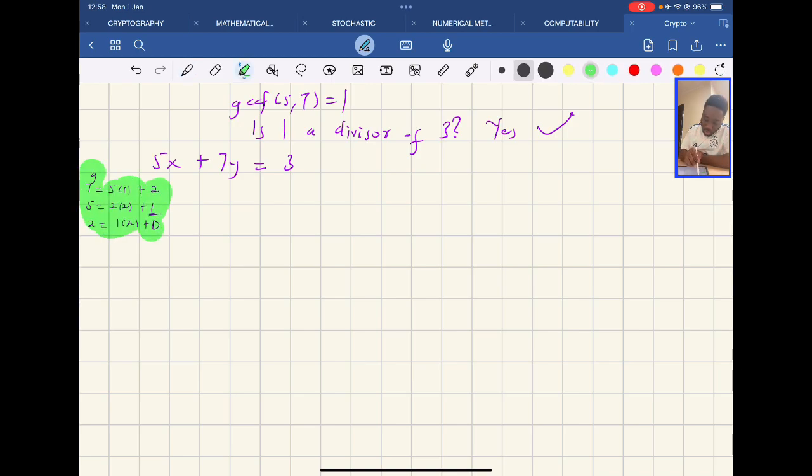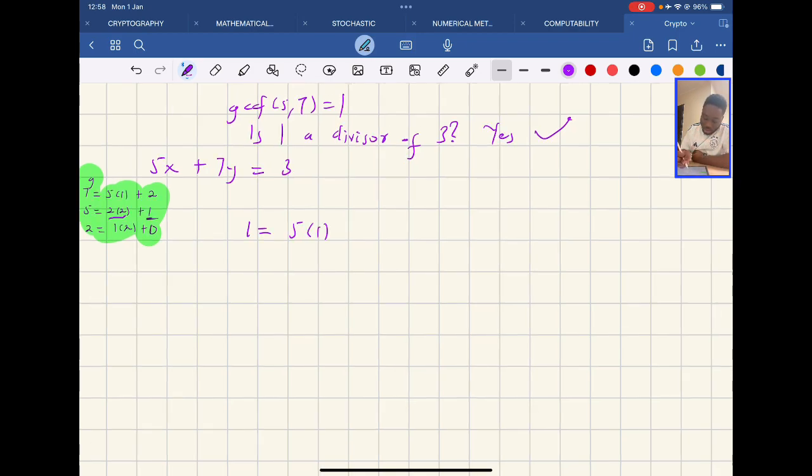We have to solve this backwards. So we have this 1 to be the GCD. Now we have to make 1 the subject. In making 1 the subject, we are going to get 1 is equal to, we will move this over here to the left hand side. So 5 is multiplying 1 over here. So there is nothing. Minus 2 and 2.